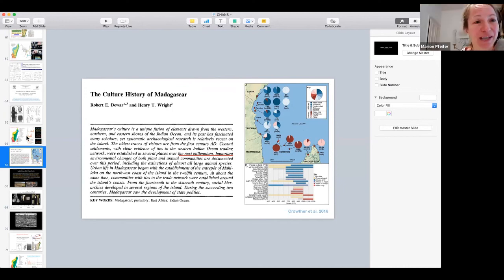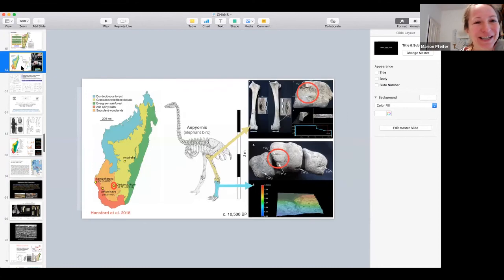I've never heard about an elephant bird either. So when did that go extinct then? Yeah, it went extinct. Giant elephant bird. I think there were three different kinds. Don't quote me on that.